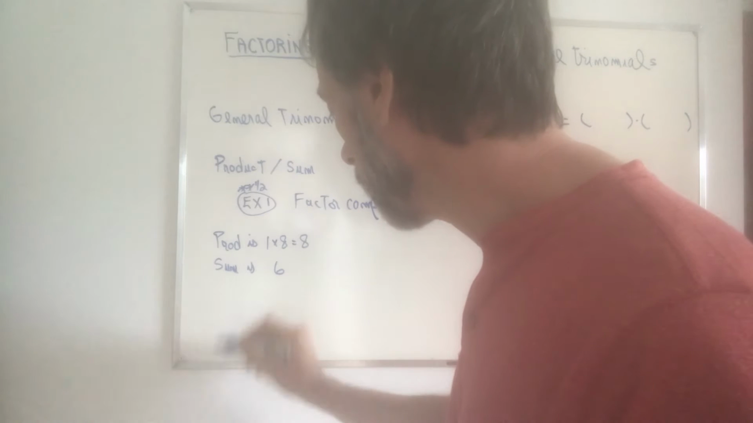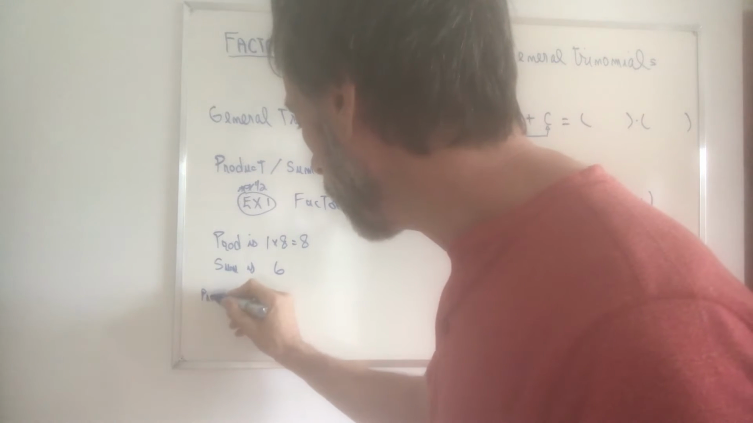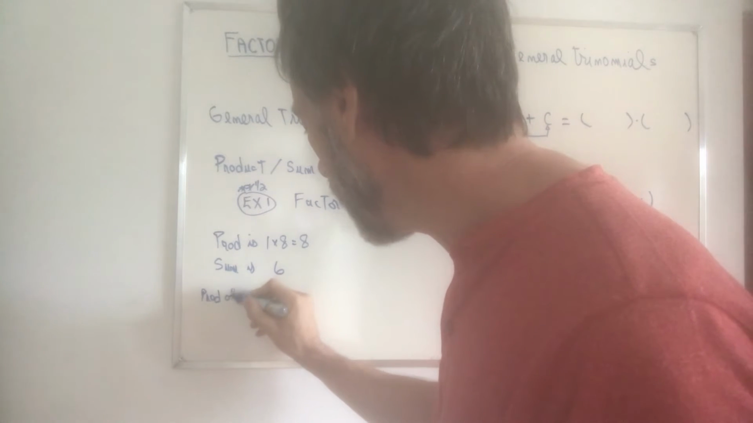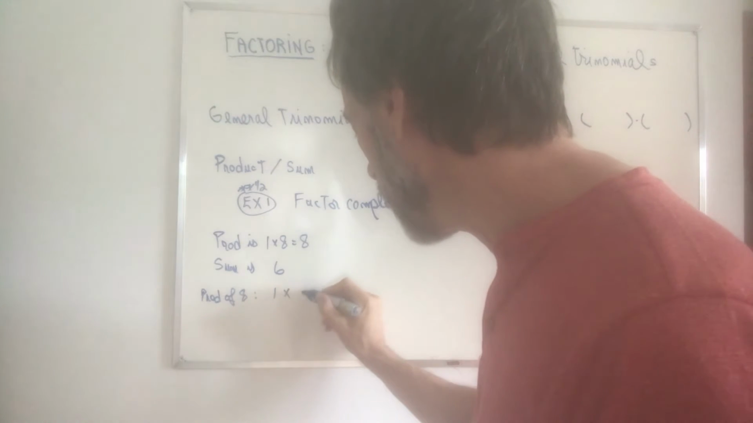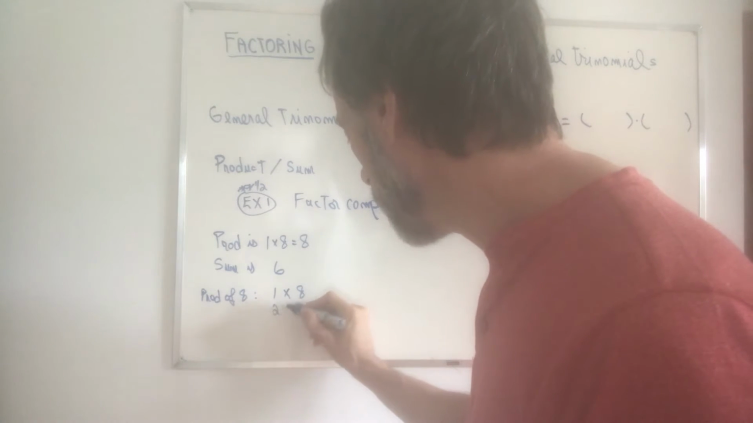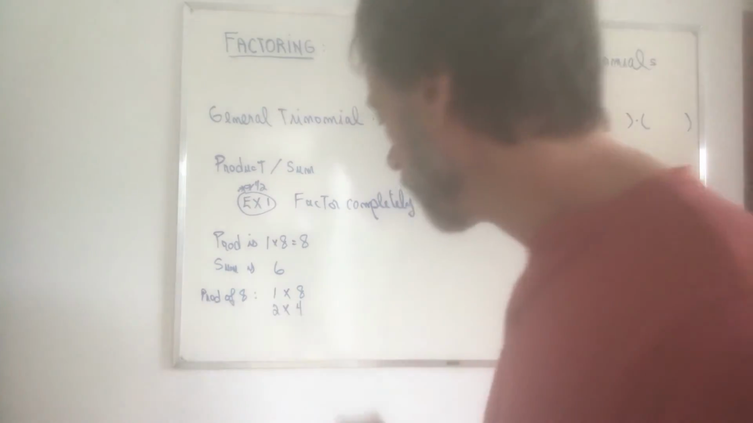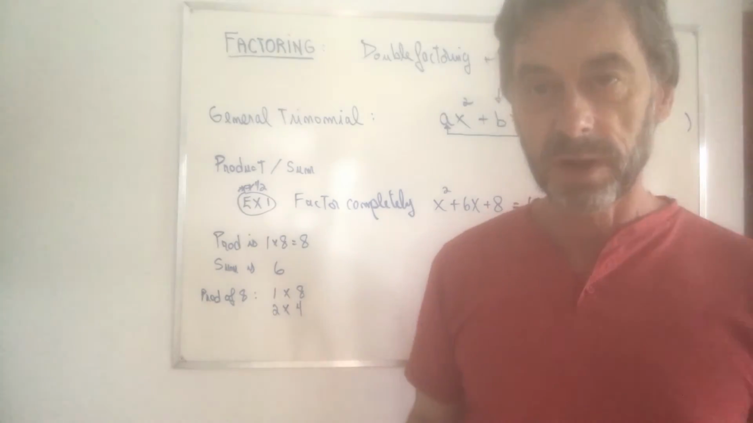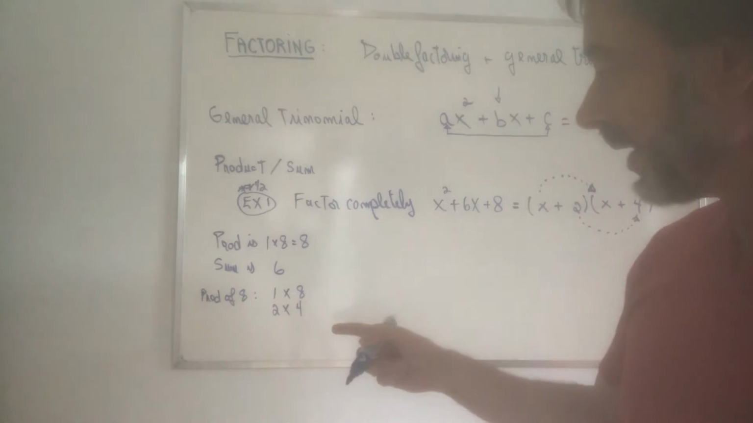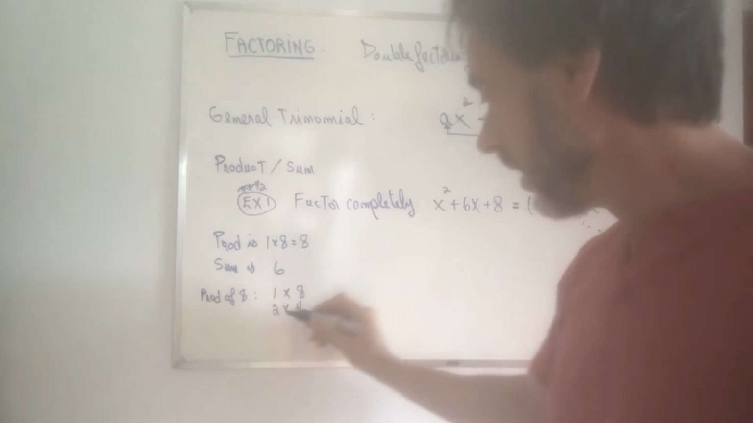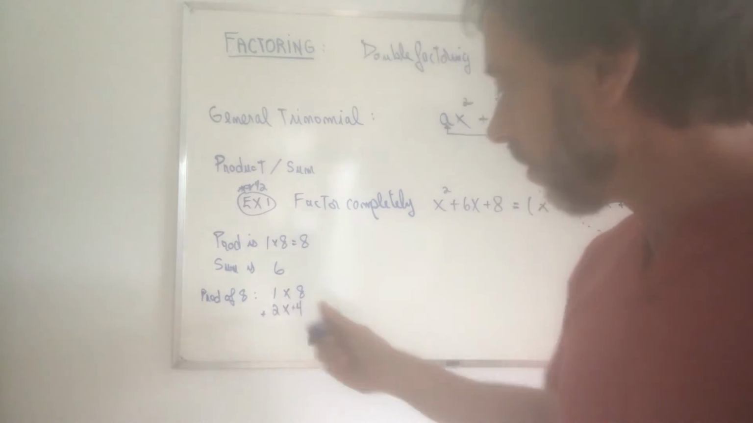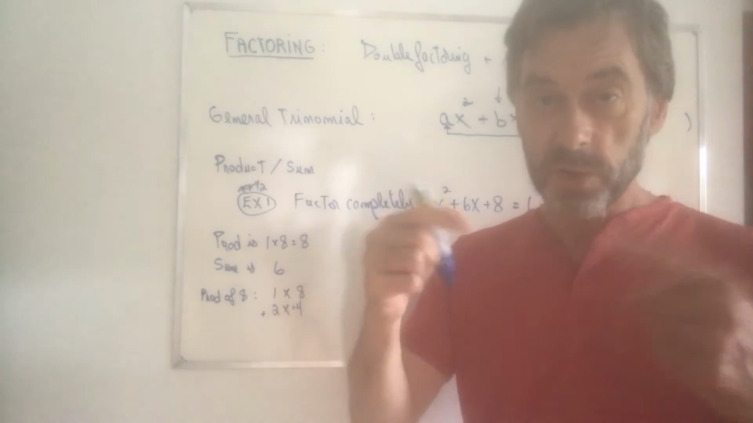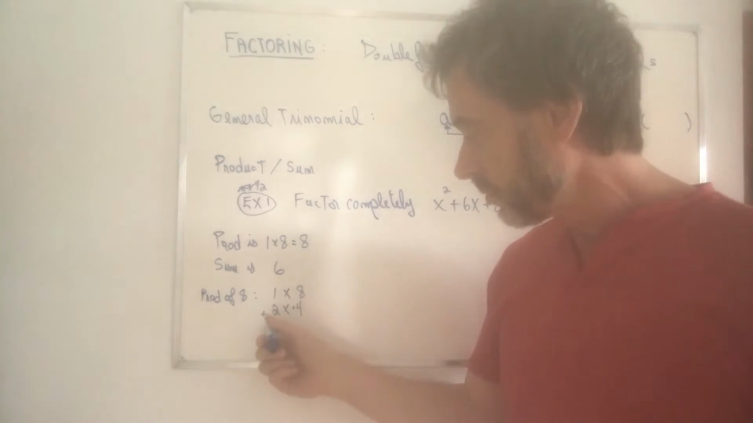What gives you a product of 8? 1 times 8 and 2 times 4. Right? There are no other pairs that actually work. Which of these, if I combine them, will give me a sum of 6? Well, clearly, plus 2 and plus 4 gives me a sum of 6. So the two numbers that I'm looking for are 2 and 4.